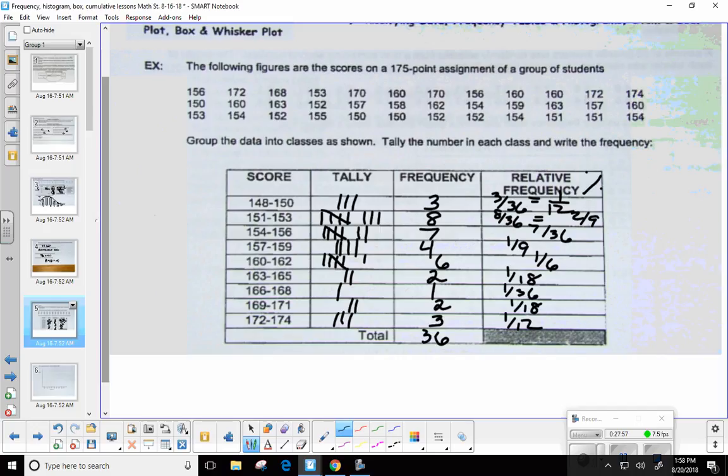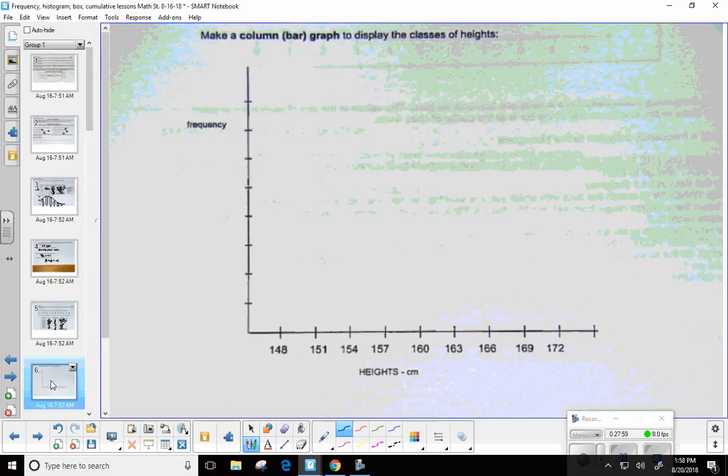Let's take this information and represent it visually. Now, make a column bar graph to display the classes of heights. Here's where the difference comes in. Would you classify this as discrete or continuous?